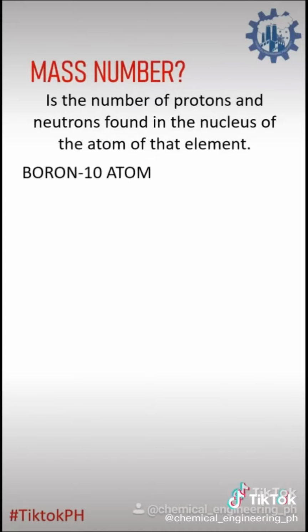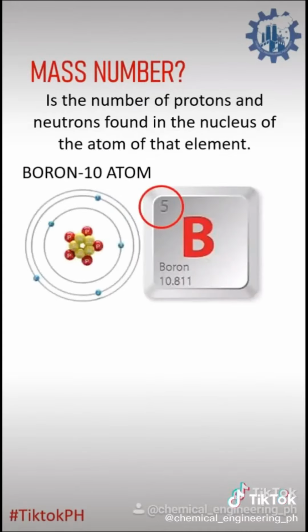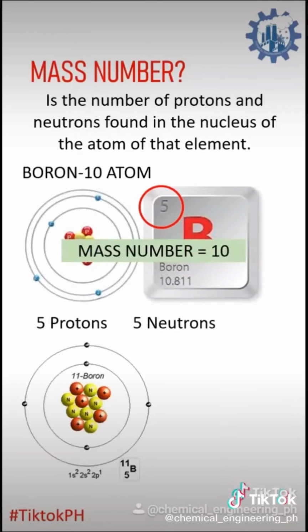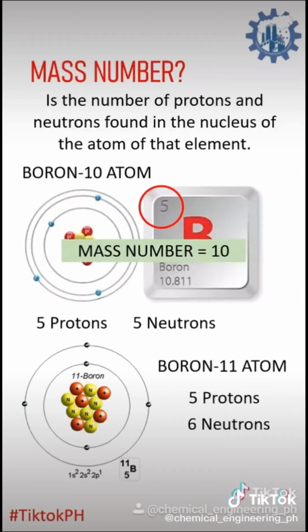Have a look at the boron-10 atom. The boron-10 atom has an atomic number of 5, which means it has 5 protons inside its nucleus. It also has 5 neutrons in the nucleus, which gives it a mass number of 10. On the other hand, boron-11 has 5 protons and 6 neutrons, giving it a mass number of 11, which is what we call an isotope.